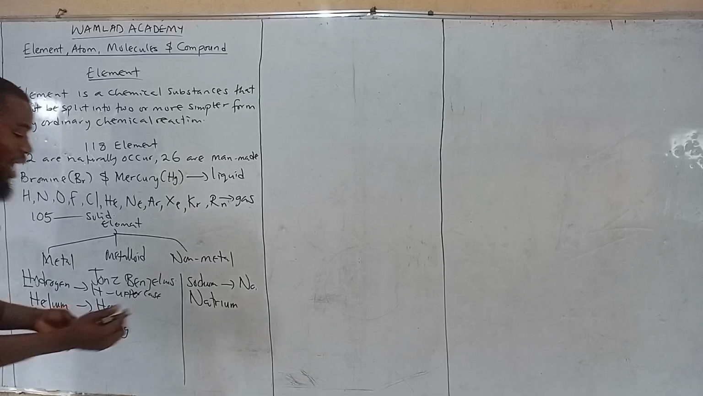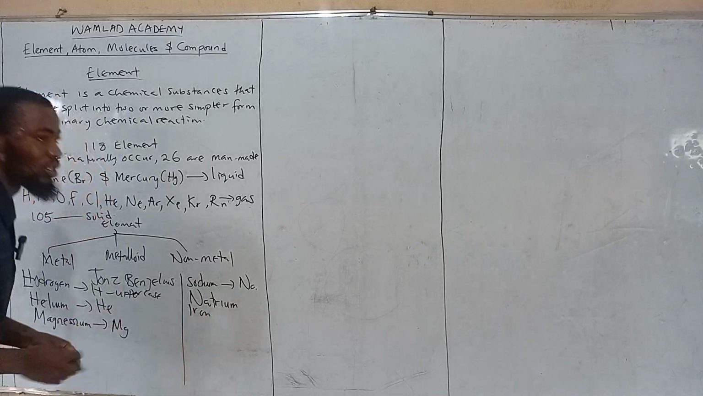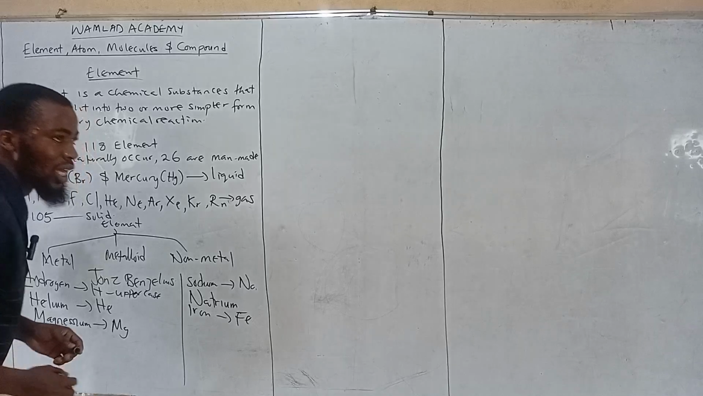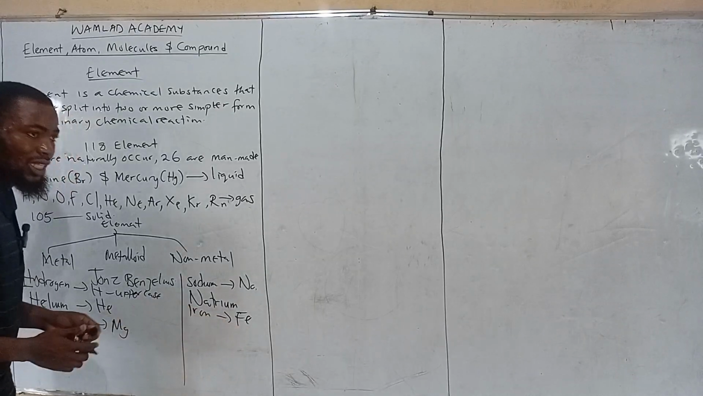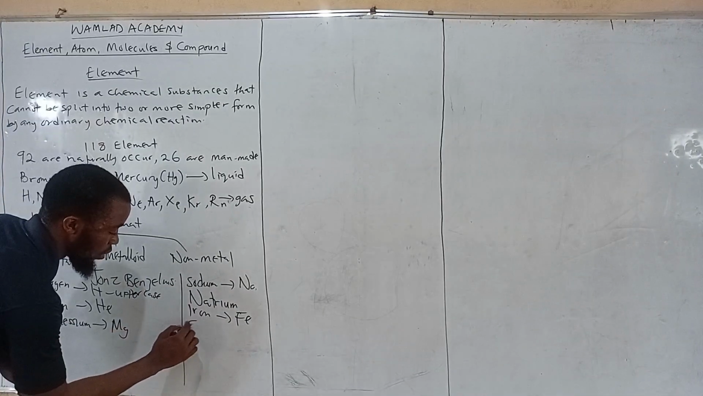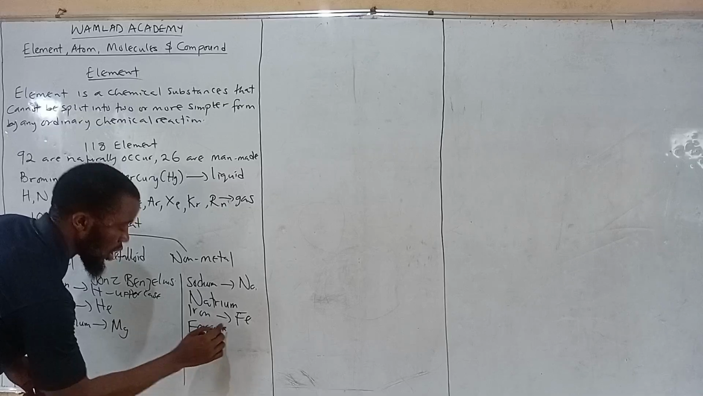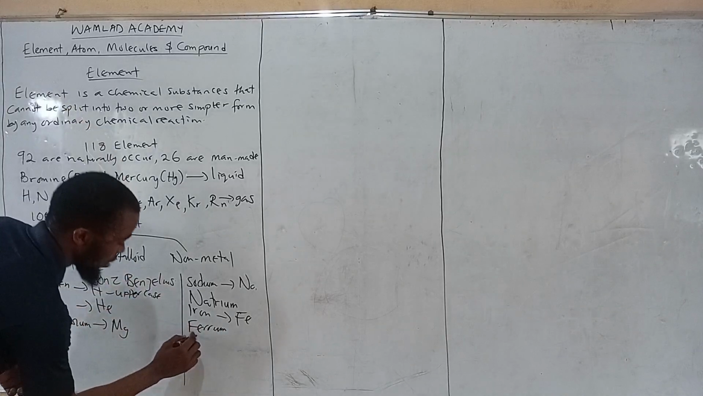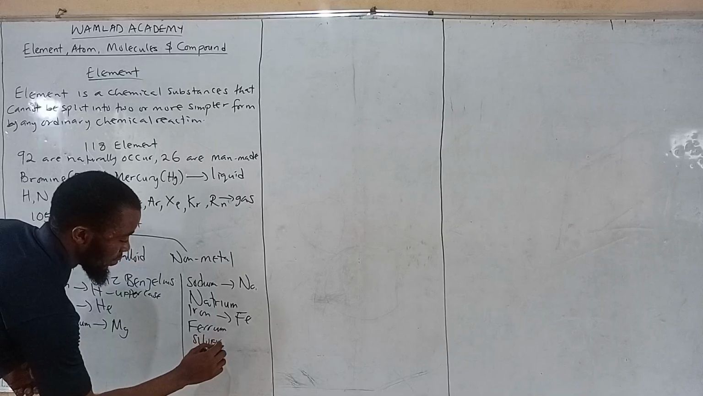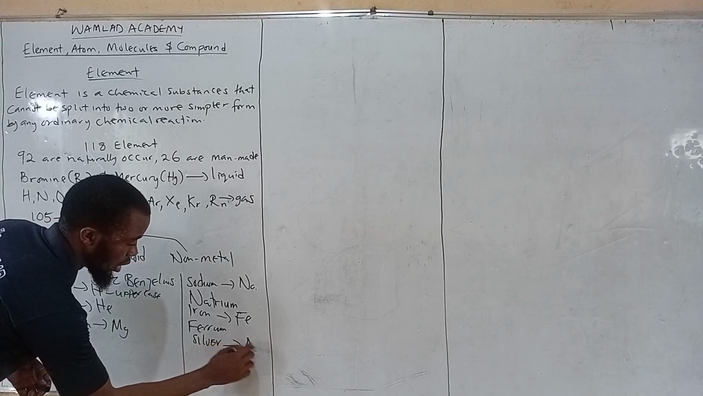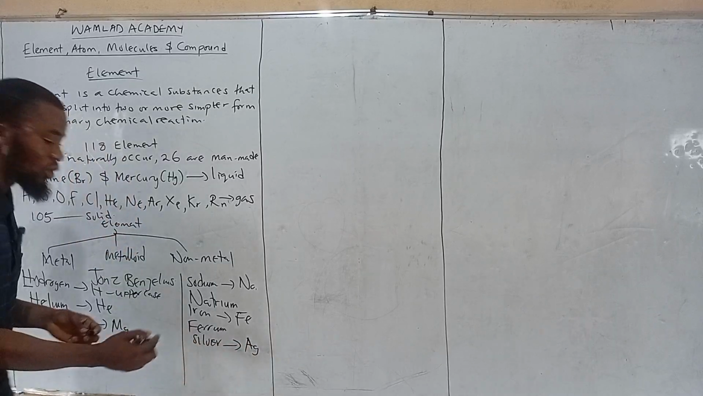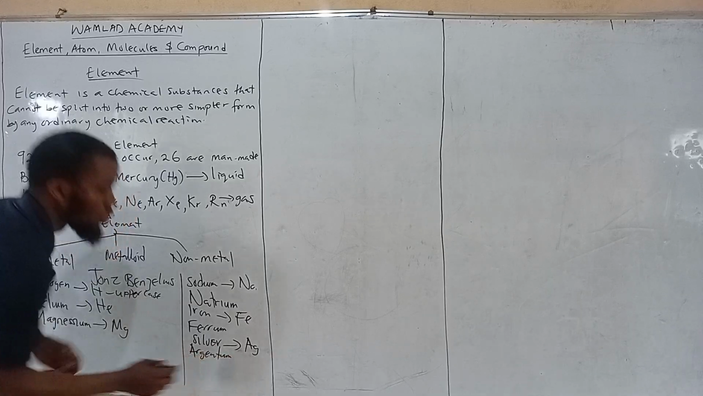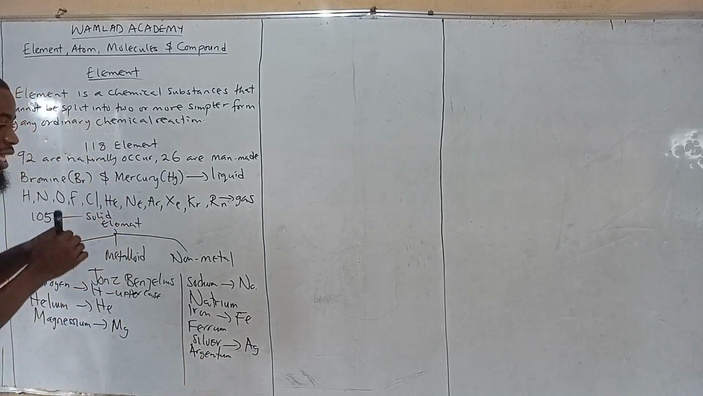The same thing with iron. When I talk about iron, the chemical symbol of iron is what? It is Fe. And they generate it from the Latin name. The Latin name of iron is ferrum. Another one we have is silver. The chemical symbol of silver is Ag, and from the Latin name, which is argentum.